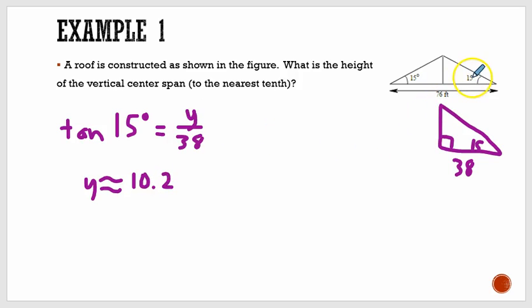So do keep in mind that this will be a little bit more complicated if the angles were not the same, because then we could not just split this length in half. We'll deal with questions like that in a later section.